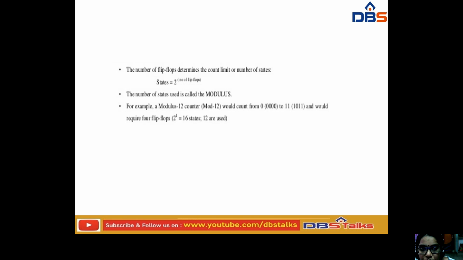For example, a modulus 12 counter, that is mod 12, would count from 0 to 11 and would require 4 flip flops, that is 2 power 4, that is 16. So if it is a mod 12, it is going to use 4 flip flops, that is 2 power number of flip flops, 2 power 4. Obviously 2 power 4 represents 16. So that is the number of states that we are going to use here.